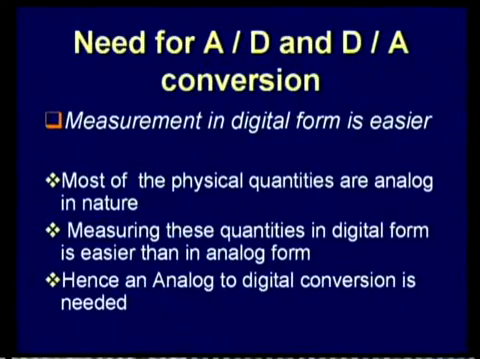So, we find that the measurement in digital form is easier, because most of the physical quantities are analog in nature, but measuring these quantities in digital form is easier than in analog form. These physical quantities may be temperature, heat, voltages, currents and many more. So, the digital form measurement is easier, hence we convert these analog signals to digital form and then measure them in the digital form. Therefore, the analog to digital conversion is required.